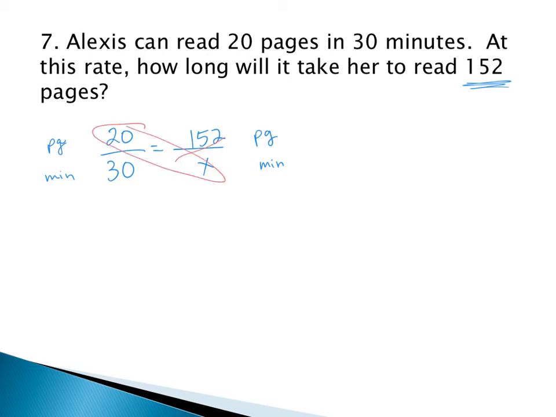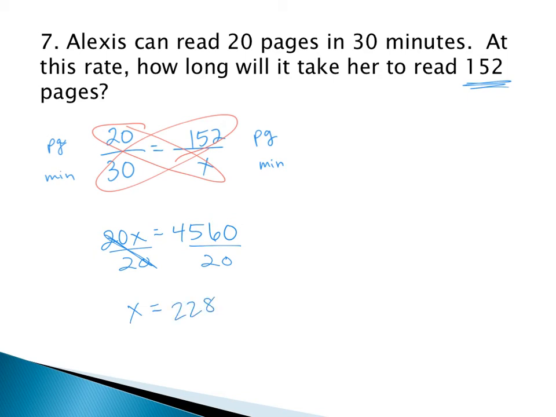Cross multiply. So we're going to do 20 times X, which is 20X. And we're going to do 30 times 152. Now you probably need your calculator to do that. 30 times 152 is 4560. Divide both sides by 20. These cancel out. And X equals 228, and it would be minutes. So this is technically our answer. It's going to take Alexis 228 minutes to read the pages.